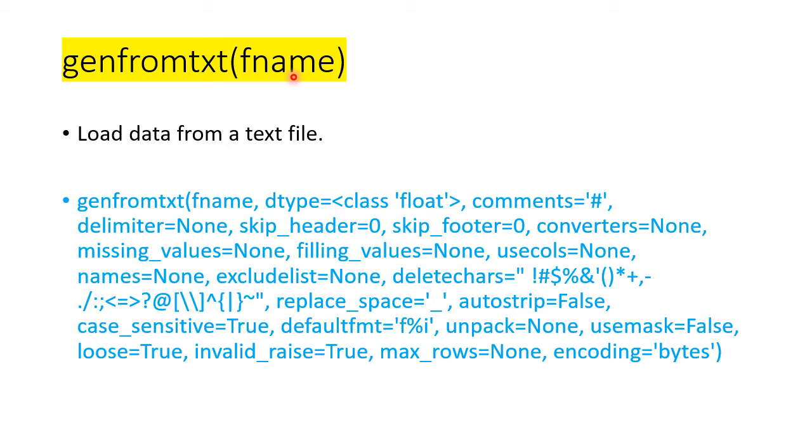As in the case of savetxt, you can get help from NumPy itself, and for that you have to type help(np.genfromtxt).